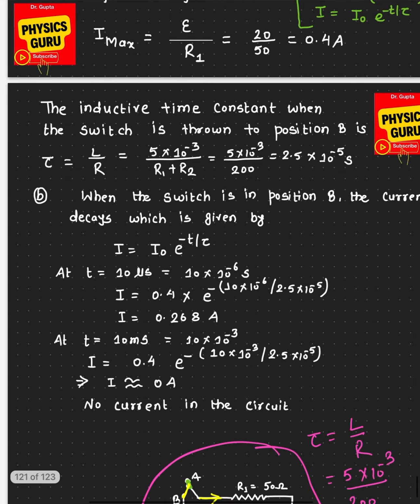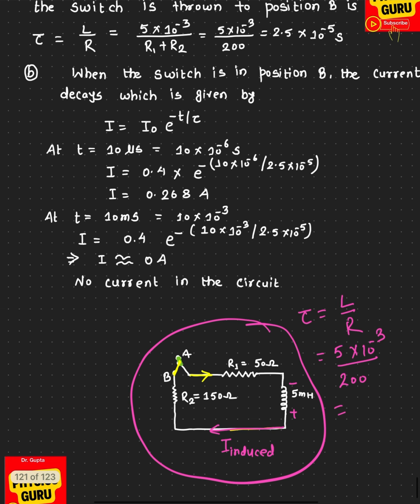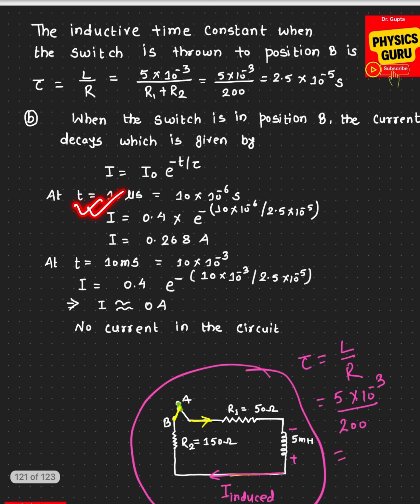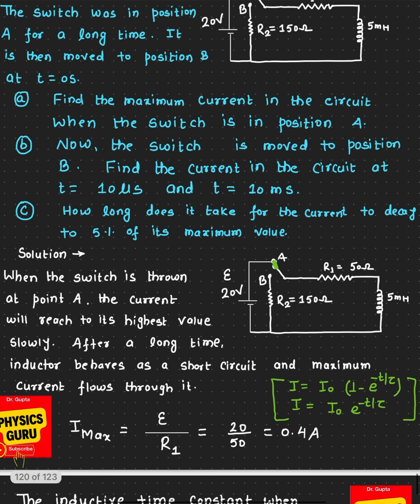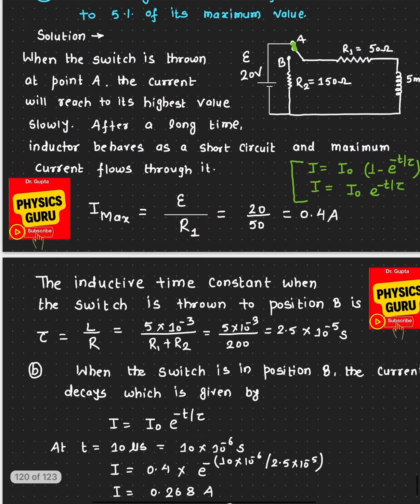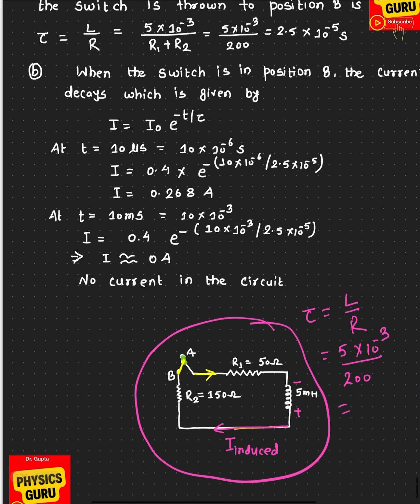So now when the switch is in this position, the current starts decreasing, and that is the equation we have here. If you remember in the last video when I talked about the LR circuit where the current is decreasing, that was the equation for the current. Now all you have to do is plug in the value of time equals 10 microsecond. That's what it is asking. What is the current in the circuit when time equals 10 microsecond and 10 millisecond? So that's what I'm doing here. I'm simply plugging in the time equals 10 microsecond.